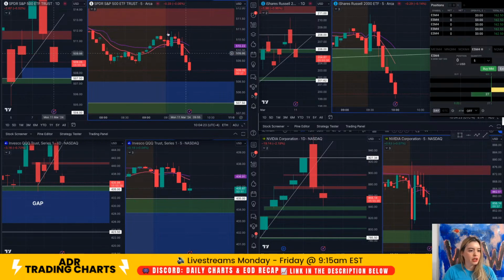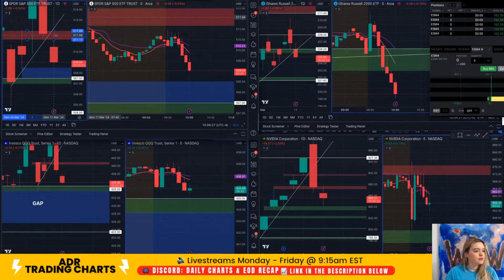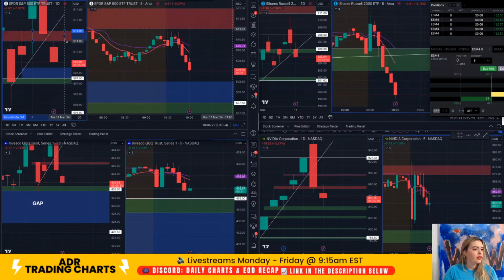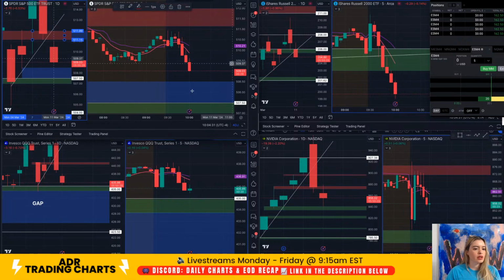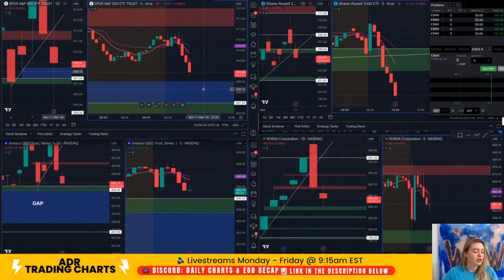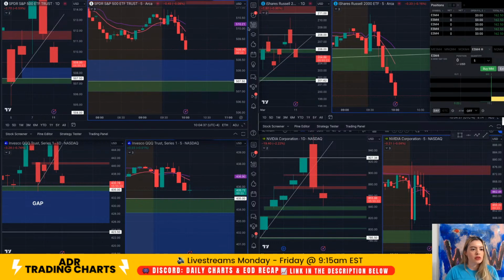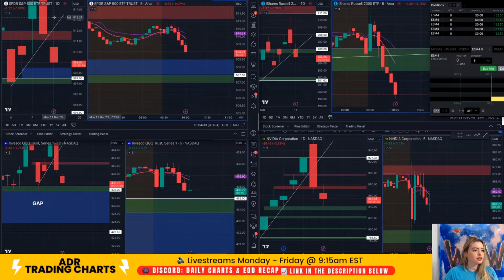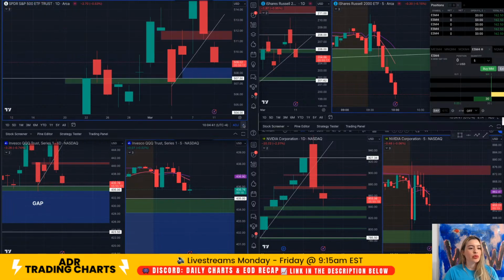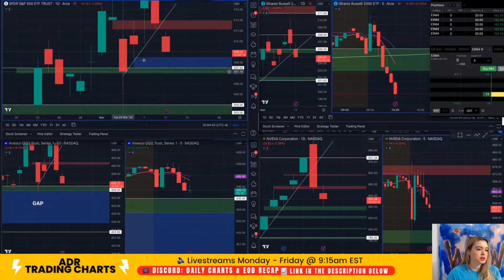Okay, so SPY definitely rejected Friday's low. We have a little gap here. Then we have again the 507 level of support. Is it gonna break it today? Because it's been fighting this 507, 507.50 level for, I will say, weeks.